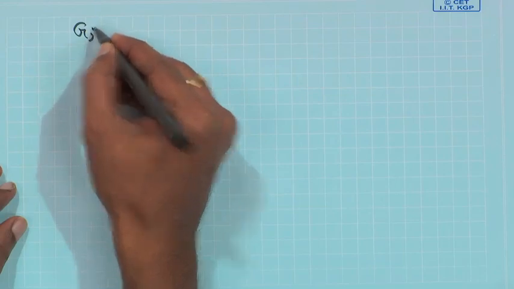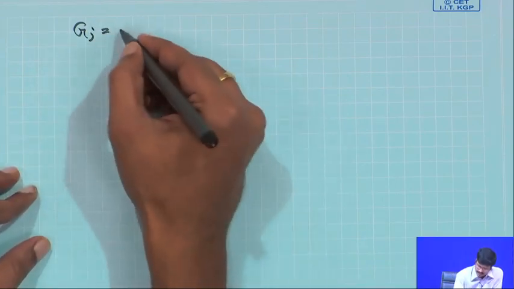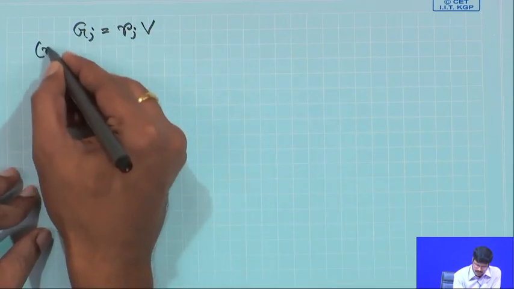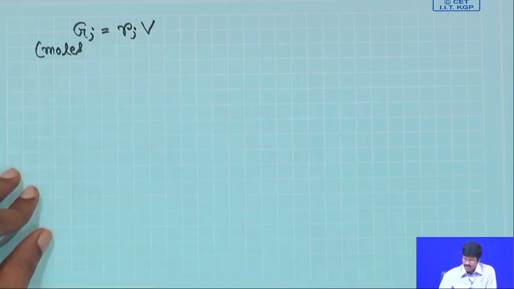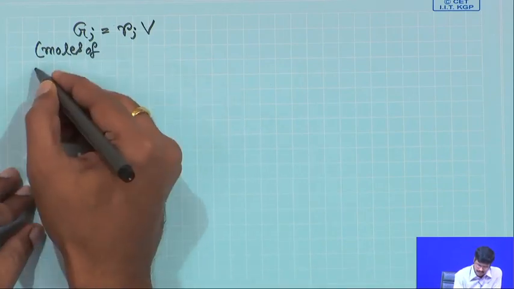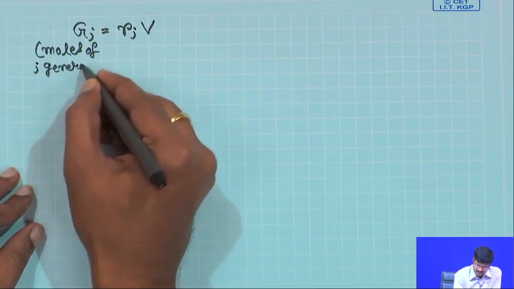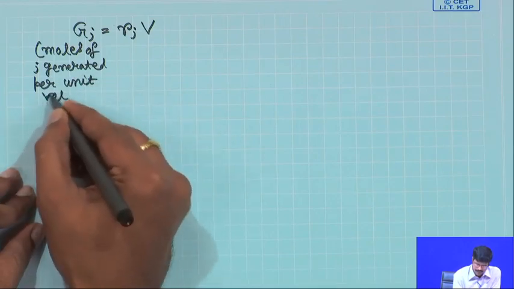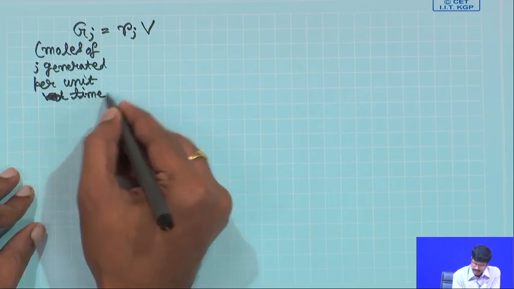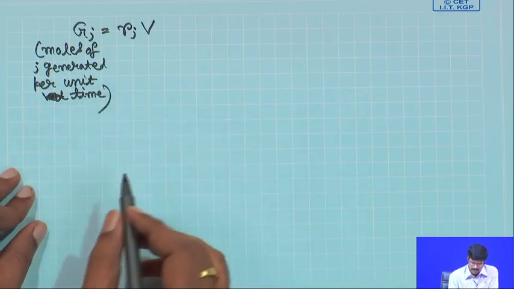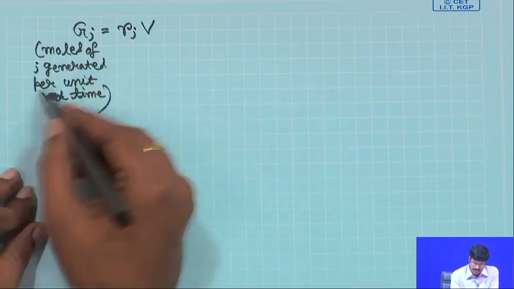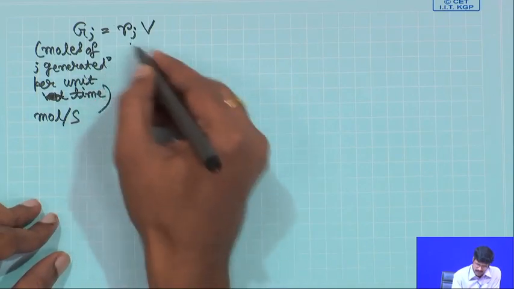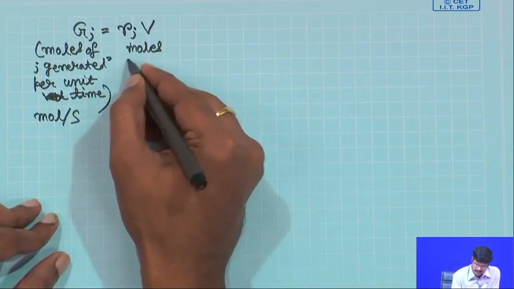Now, if the system is uniform throughout the entire volume, then your G_j is nothing but the rate of reaction times the total volume. So, let us say this G_j is the moles of species j generated per unit time. This is not that difficult actually, if you follow the logic. I am trying to make it as simple as possible, but not too simple, which is unwarranted. So, this is moles of j generated per unit time, that is moles per second, equal to R_j times V.